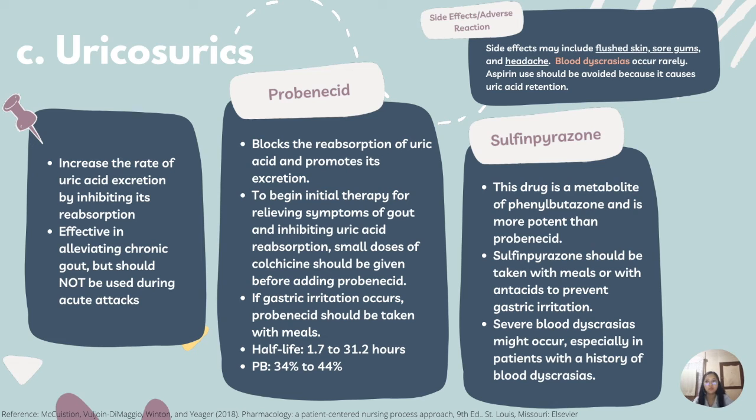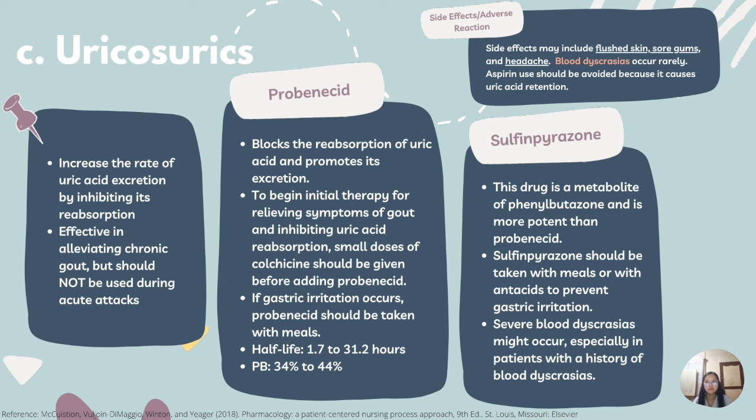Probenecid can be taken with colchicine. To begin initial therapy for relieving symptoms of gout and inhibiting uric acid reabsorption, small doses of colchicine should be given before adding probenecid. If gastric irritation occurs, probenecid should be taken with meals. Probenecid has an average half-life of 1.7 to 31.2 hours and is 34% to 44% protein bound.